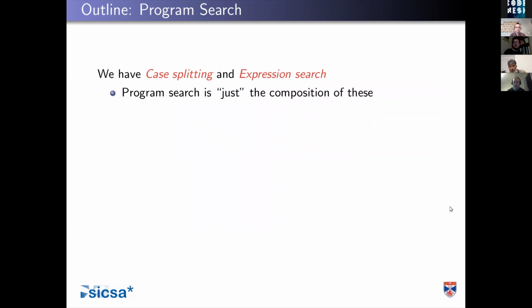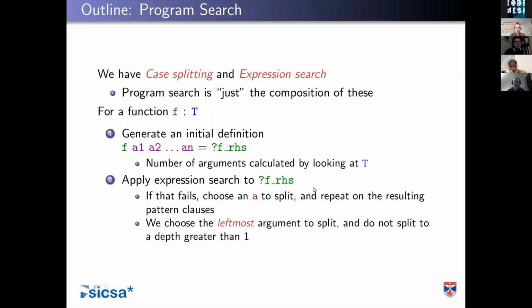And the final thing, program search, is a remarkably small step. And I think I basically implemented it over a weekend. It was just, oh, I wonder if this works. Wow, it did. So program search is the composition of case splitting, which we do in the editor, and expression search, which I've just very briefly outlined. So what we do: generate an initial definition, get the number of arguments by looking at the type, and then apply the expression search to the right-hand side.